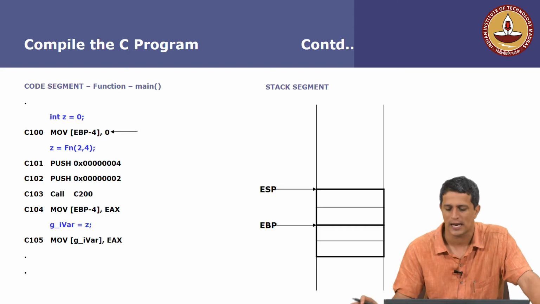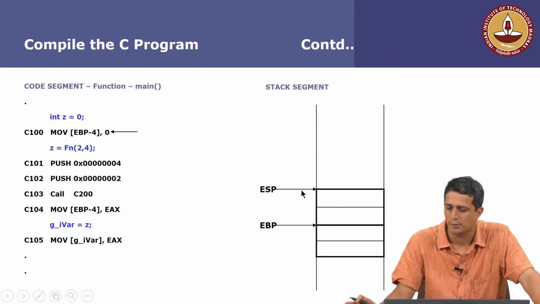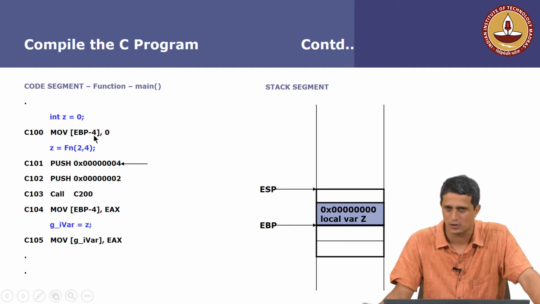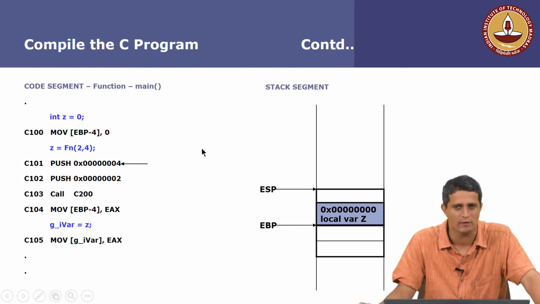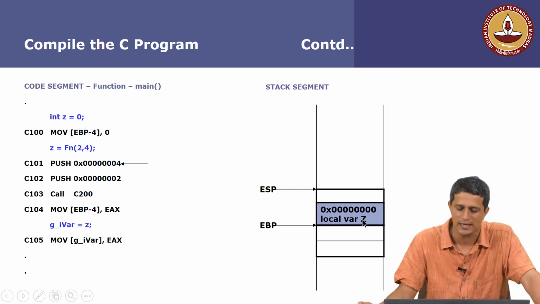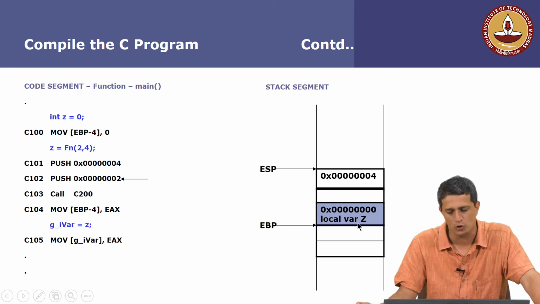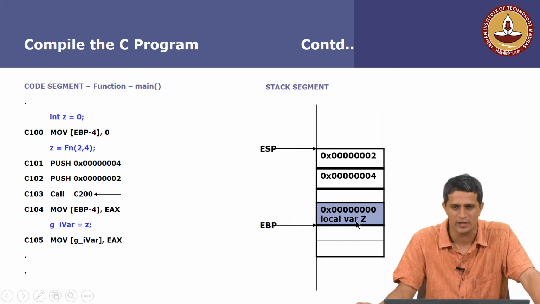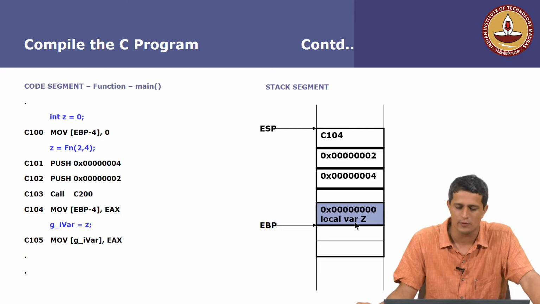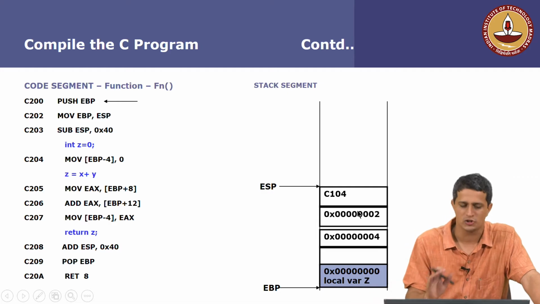And as usual, the stack pointer and the base pointer are pointing at some arbitrary values that we don't know right now, and we do move ebp minus 4. So assuming that the stack pointer and base pointer have been initialized correctly, it is going to point to the local variable space of main. So therefore the local variable z in main gets set to 0. Now you push 4, you push 2, there is no difference from what we did earlier, and then we call the function which is at the address C200. So the return address C104 is pushed onto stack, and you move into the function fn.